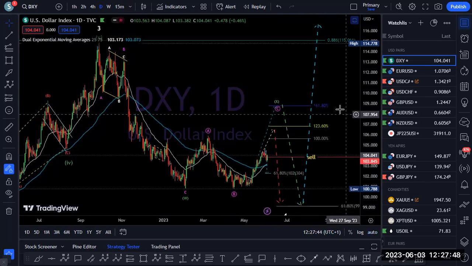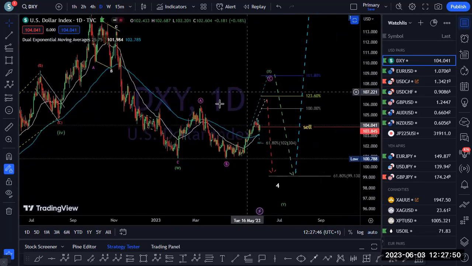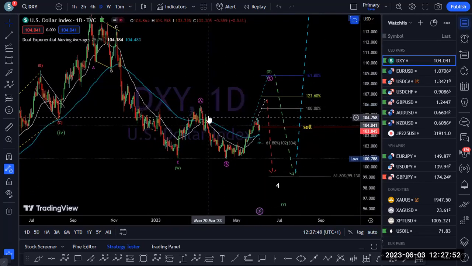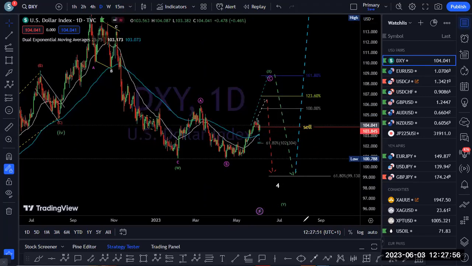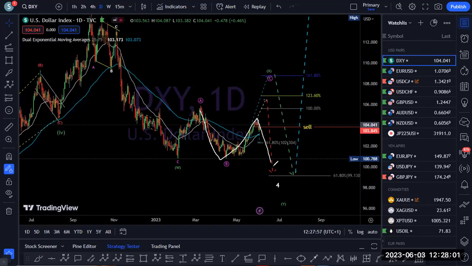Maybe we might get something like this. A, B, C, which means this B will be here as an expanding flat before you get C. But we don't have to decide for the market. We keep watching the market as it unfolds.